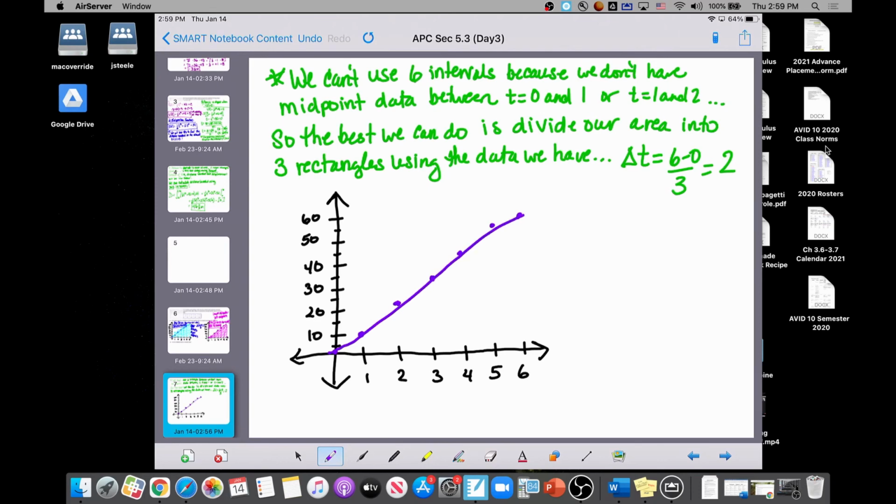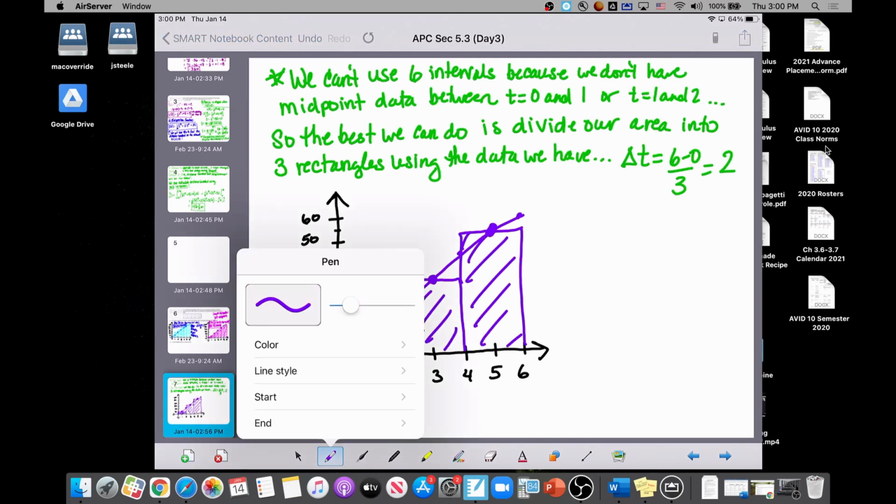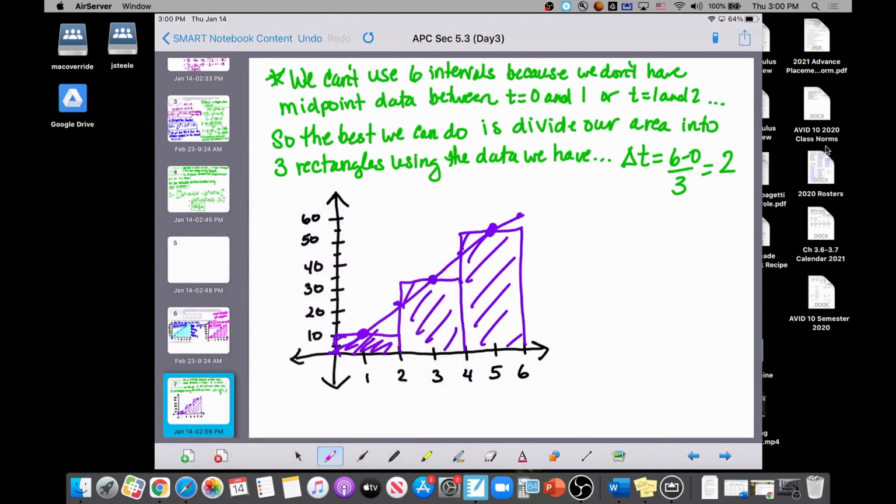Okay. And so now, if we are creating a base of 2, right, then this point right here is going to be our midpoint for our first rectangle. And this point right here is going to be our midpoint for our second rectangle. And this point right here is going to be our midpoint for our third rectangle. Sorry, I perhaps should have drawn my curve in a different color there. Let me do that real quick. There we go.